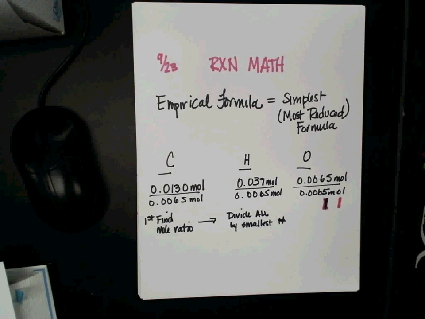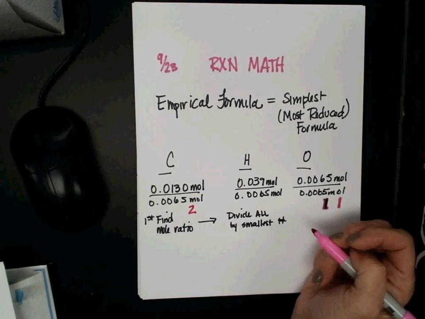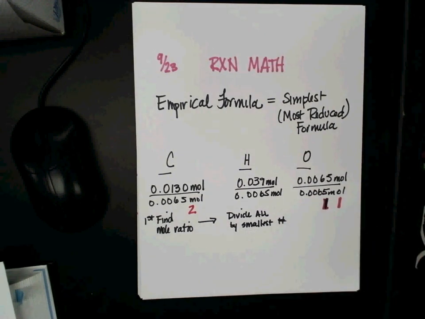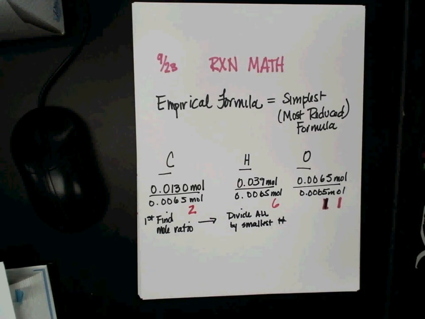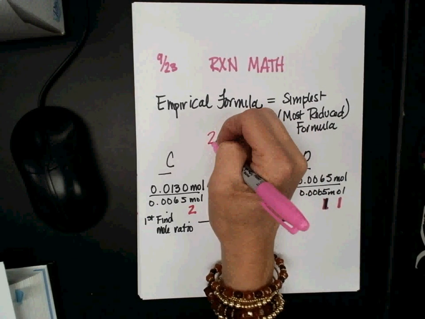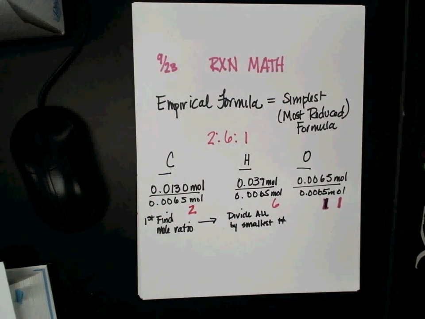Okay, Simon, how many moles of carbon did you get? 2. Anybody not agree with that? Brooke, how many moles of hydrogen did you get? She got 6 moles of hydrogen. Anybody not agree with that? So my mole ratio is 2 to 6 to 1. Make sense?